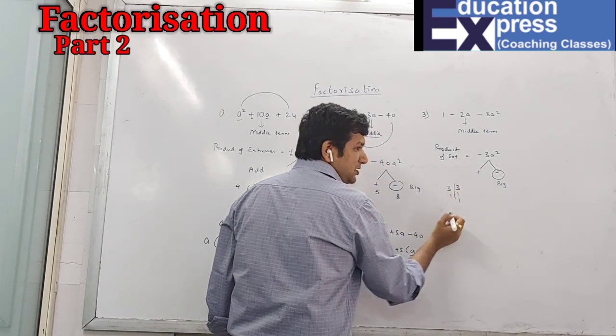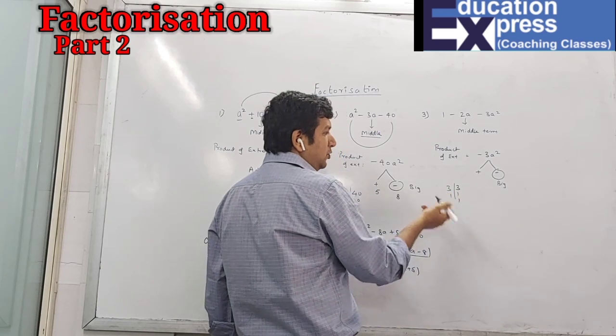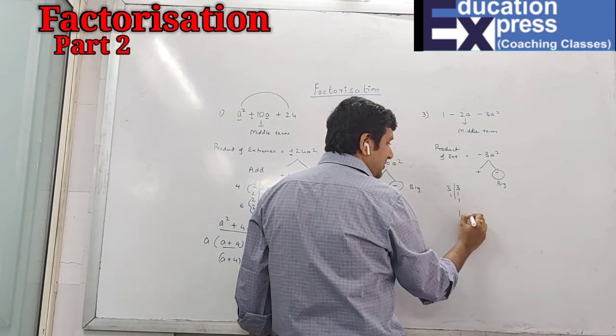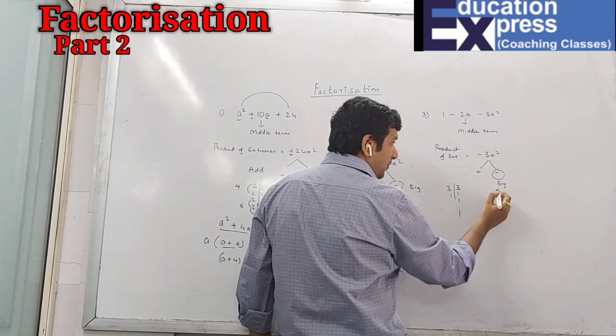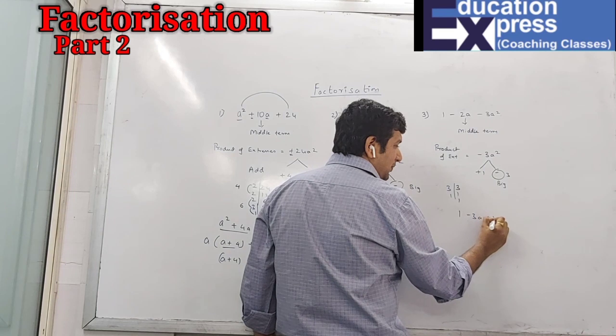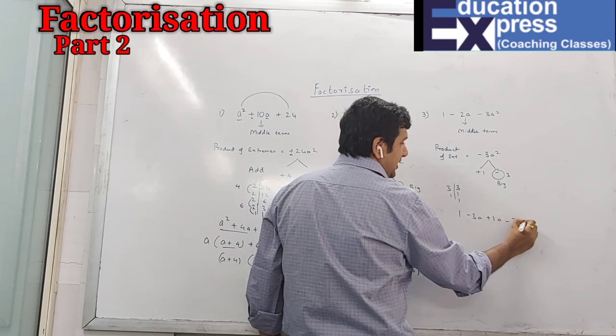3 1s are 3, and looking at the question we come to that 3 minus 1 is 2. So we'll start placing the sum first 1, then here the bigger number will get what? Negative sign. So minus 3a plus 1a minus 3a square.